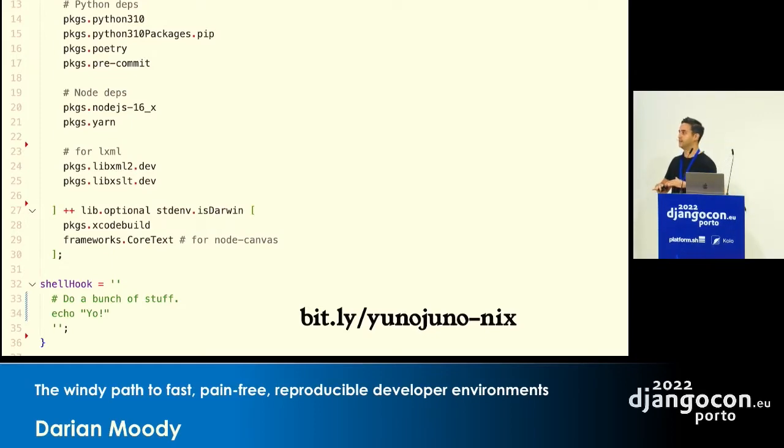We just wanted a base layer that we could actually always run poetry and never get a failure due to something not being on the system or whatever. And so for each package that needs custom stuff, we just include the package there. And as you can see at the bottom, there's a little exception for Darwin systems, which is macOS. You need Xcode build, and for some reason node-canvas doesn't build unless you have that frameworks CoreText thing. And then at the bottom, you have the shell hook, which is basically a bash shell script which you can execute on entering the Nix shell.